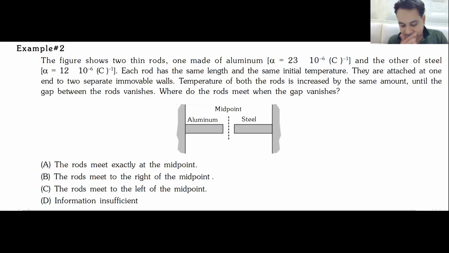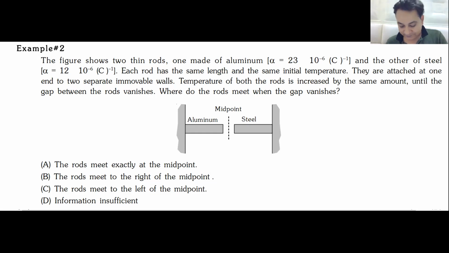This one. A figure shows two thin rods, one made of aluminium, the other of steel. Each rod has the same length and the same initial temperature. They attach at one end to two separate immovable walls. Temperature of both the rods is increased by the same amount until the gap between the rods vanishes. Where do the rods meet when the gap vanishes? A simple one. It should be simple.